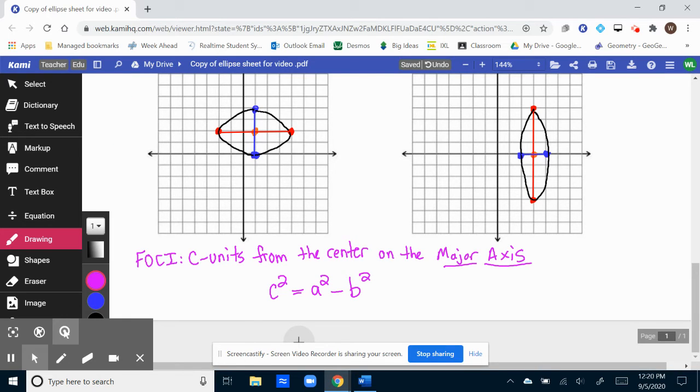All right, guys, so the last component to this graph, and you might remember seeing this word in the definition of an ellipse, is the word foci, or focal points. Foci is the plural. Your foci are c units from the center point, and they're always on the major axis. So what is c? You're going to use this equation here, c squared equals a squared minus b squared, to solve for c. And whatever you get, you go that many units from the center point, either to the right and the left if it's a horizontal major axis, or up and down if it's vertical.